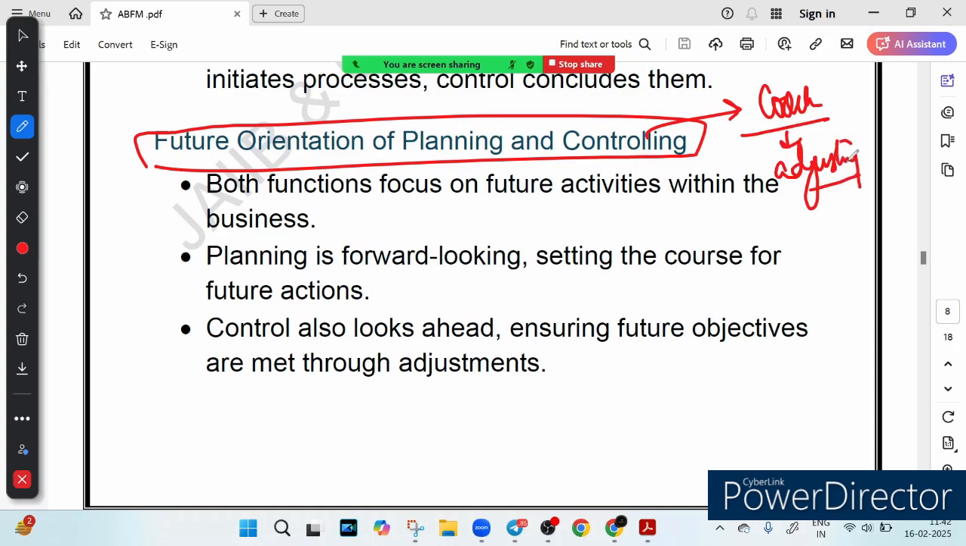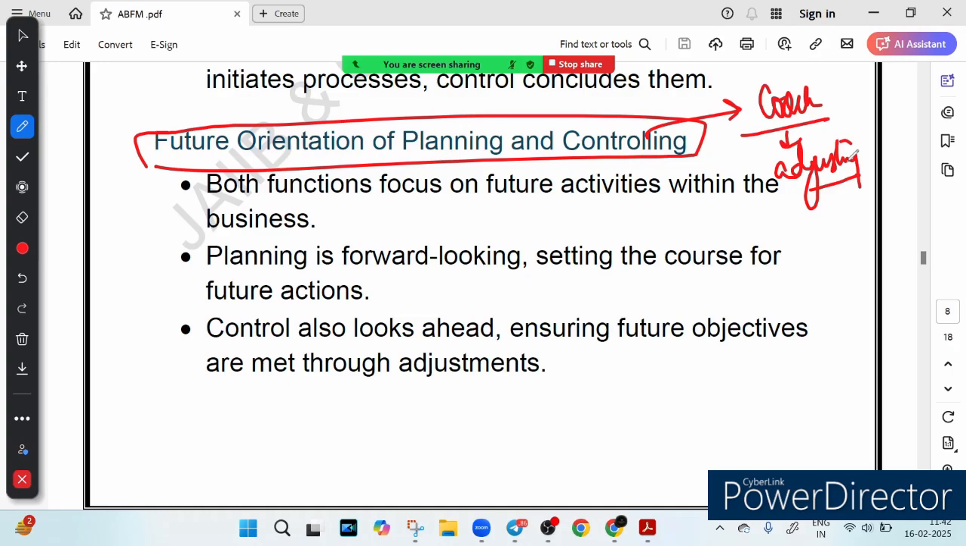Even if you have a plan, things may go wrong. So control helps you course correct. For example, imagine you are starting a new business. You plan everything: product, marketing, team, budget. But what if sales drop? That is where controlling helps. It spots the issue and makes adjustments to keep you on track, right?